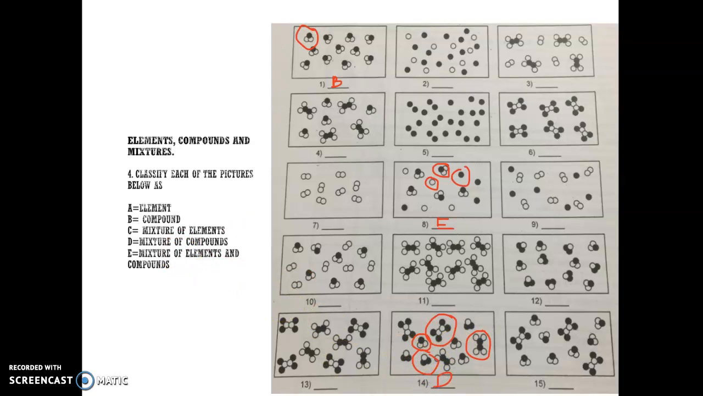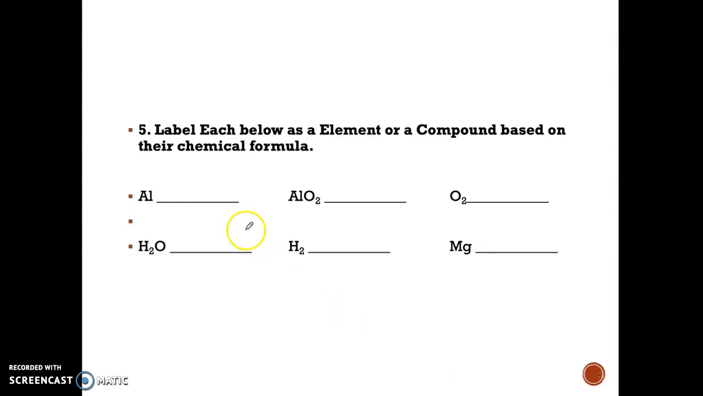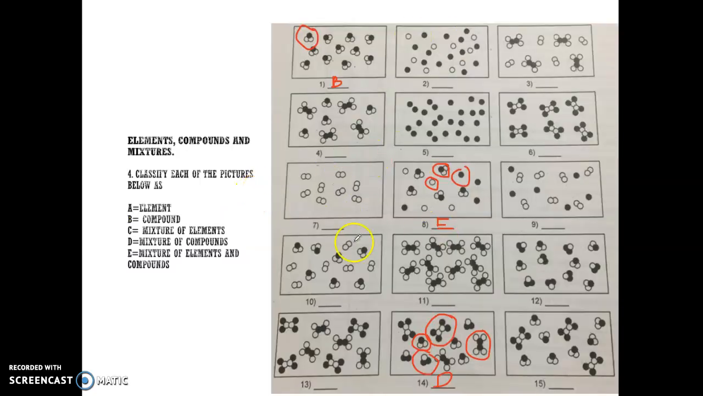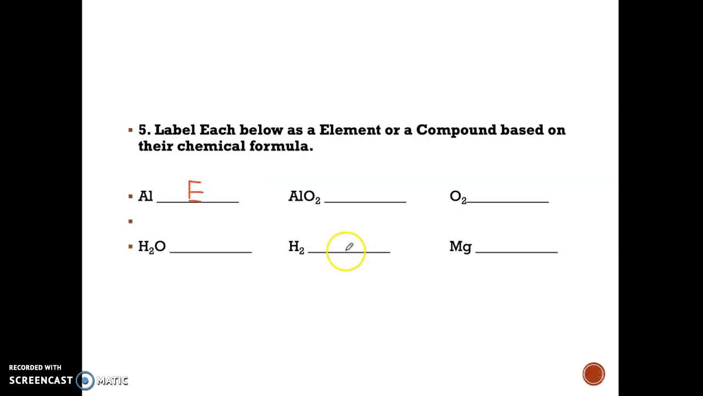Okay. And then you're labeling these based off of their formulas as well. So like aluminum is a single element, so it's just E. Okay, so it sounds like a lot, or it might look like a lot, but really this stuff should go pretty quick, these last pieces. And like AlO2, that's a compound because I got aluminum and oxygen present. And when you're done, move on to the next thing. And tomorrow you can always check your answers with the homework walkthrough.